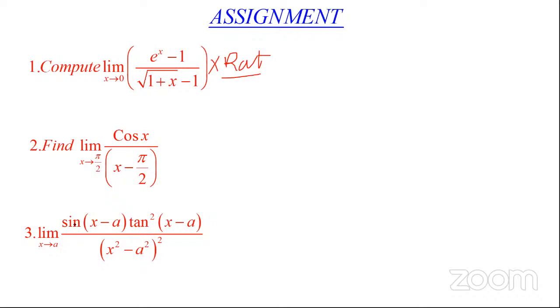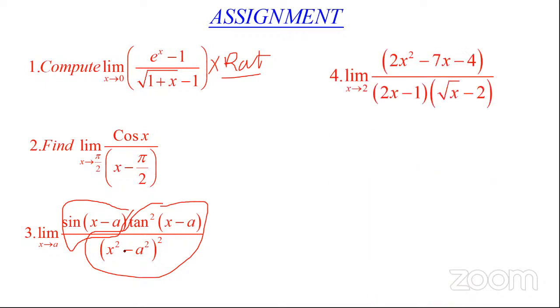Then limit as x tends to a of sine x minus a into tan square x minus a by x square minus a square whole square. You have to separate these values: sine x minus a, and the tan square x minus a by x square minus a square whole square. Then sine x minus a by x minus a, so you will get value 1. Just split the terms.